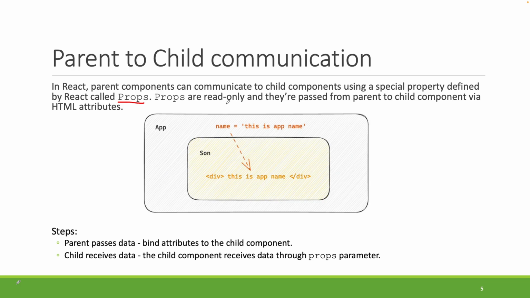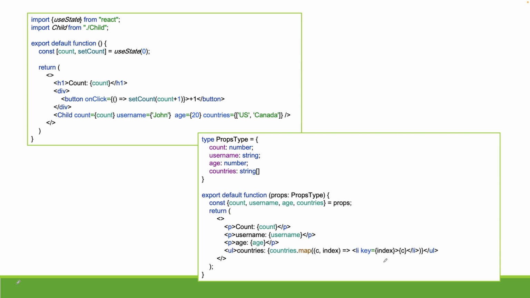Props are read-only and they are passed from parent to child through HTML attributes when we write JSX. So how to do it? The steps are: the parent passes data, binds an attribute to the child component, and the child receives data. The child component will receive data through the props parameter. Okay, let's give an example here.